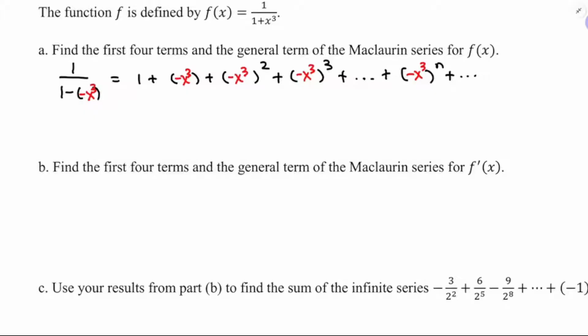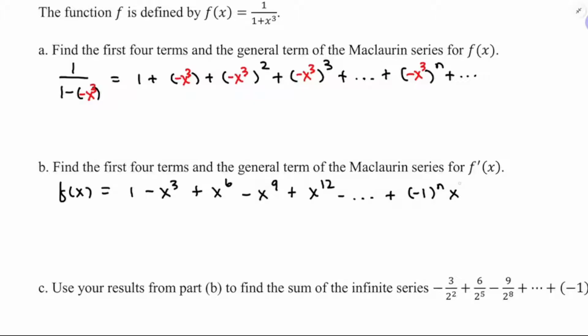So find the first 4 terms and the general term of the Maclaurin series for f prime of x. Now this is a situation where it will help us to simplify the thing that we just created. So that's going to be 1 minus x cubed plus x to the 6 minus x to the 9. I'm going to write out the next term because we're taking the derivative, and the derivative of 1 is going to be 0, so I'm going to need another term. It looks like it's going to be plus x to the 12, and then plus negative 1 to the n, x to the 3n, which would be x to the 3n, and beyond.